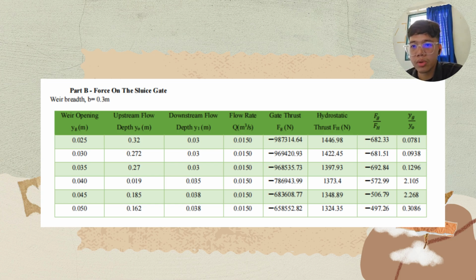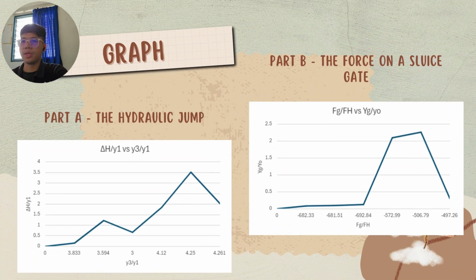For example, we got 1446.98. For FG over FH, we got a negative value here, for example, minus 682.33. And lastly, for YG over Y0, we got 0.0781. Next, those are our graphs for part A and part B. For part A, the hydraulic jump, and part B, the force on the solid gate.